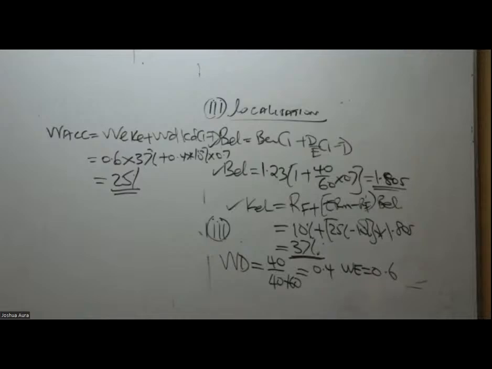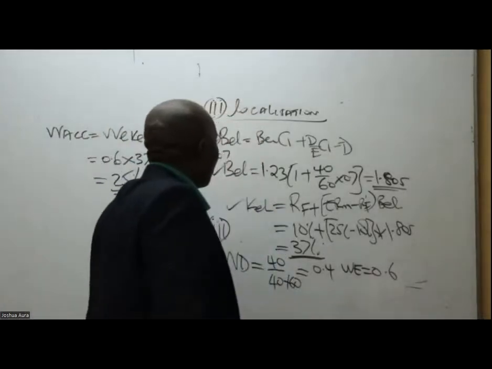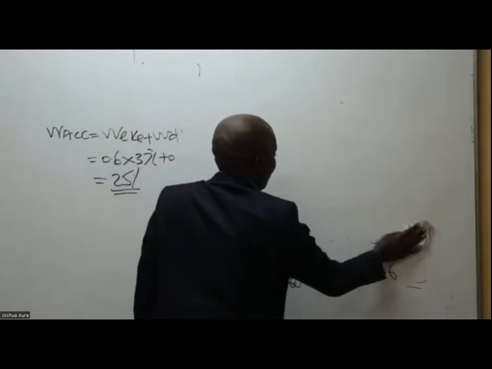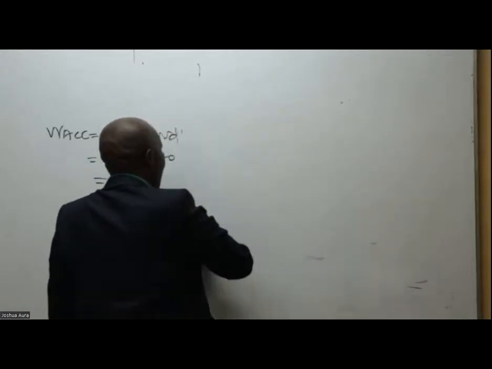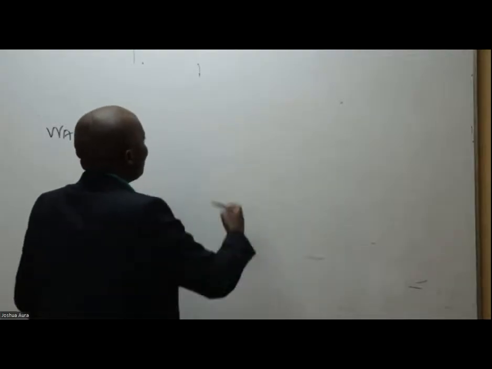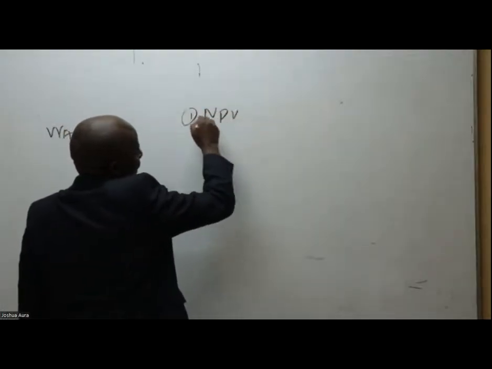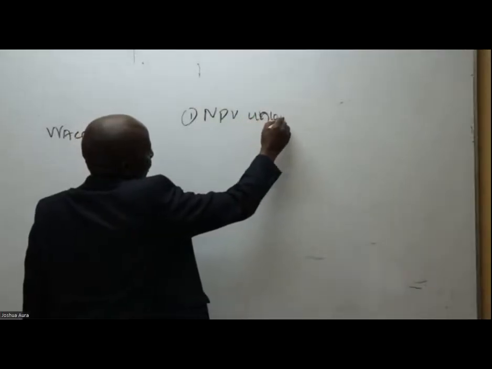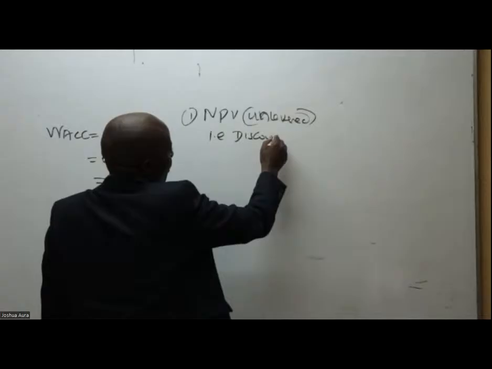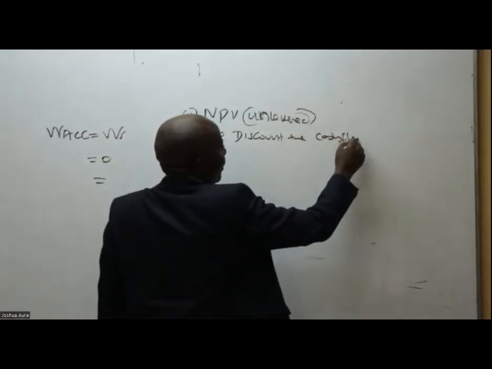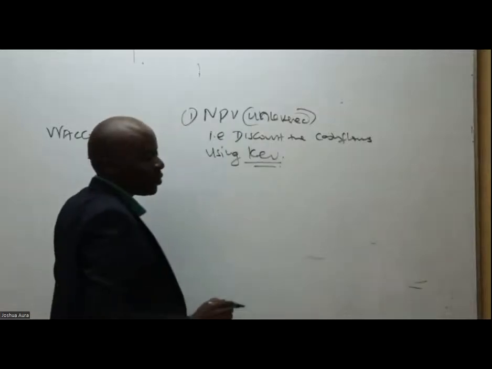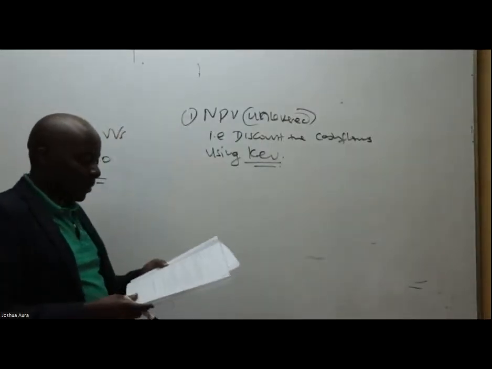Remember, ladies and gentlemen, that the first step of APV, adjusted present value, is number one: to give us the NPV unlevered, i.e. discount the cash flows given using the cost of equity of the unlevered firm.